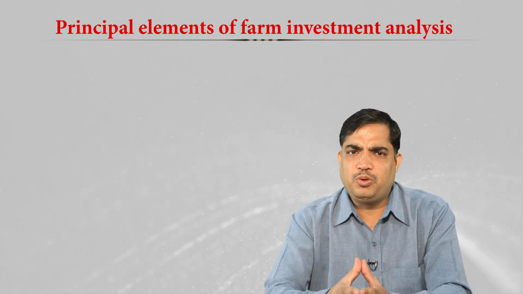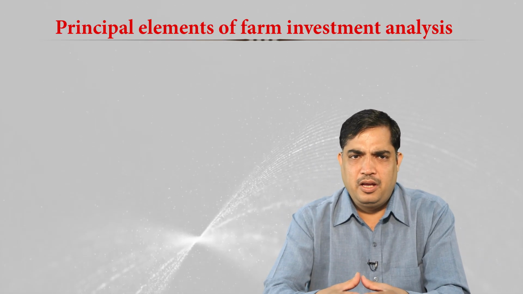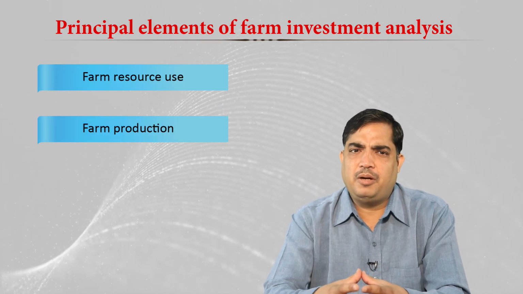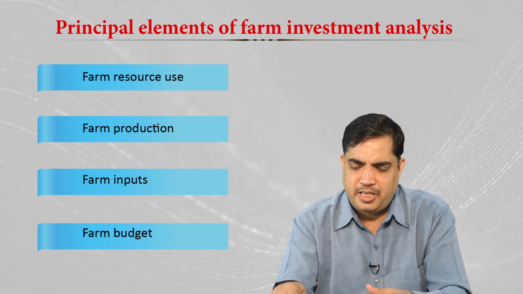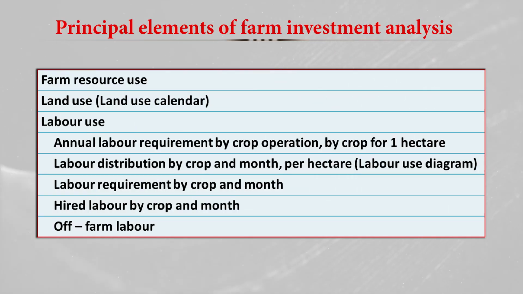There are 4 principal elements of the farm investment analysis: farm resource use, farm production, farm input, and farm budget. We will be discussing these 4 elements in detail. The first element is farm resources, and there are various sub-components of farm resource use, like land use calendars and labor use. For annual labor requirement for crop operations, for every crop we have to estimate the labor requirement for 1 hectare, then labor distribution by crops and month per hectare.